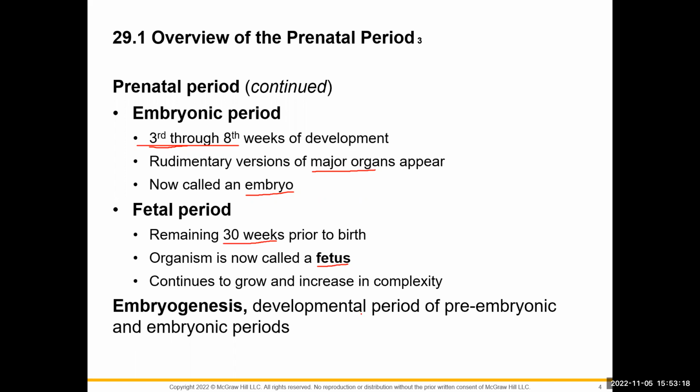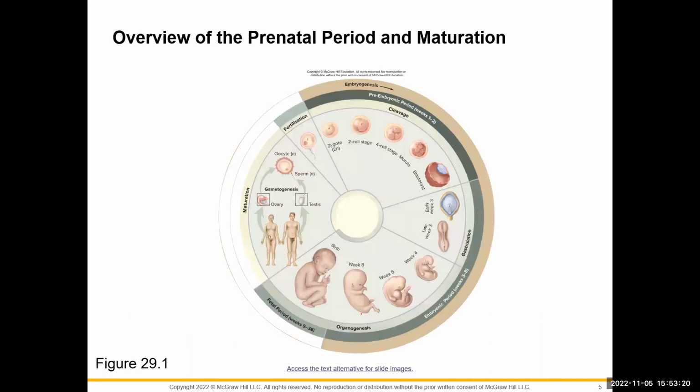Let's take a quick peek at our prenatal period and maturation diagram. We're going to start off with the pre-embryonic period, weeks 1 and 2. Right after fertilization, the united egg and sperm start to go through a period of mitotic division. We'll discuss this in a few moments.